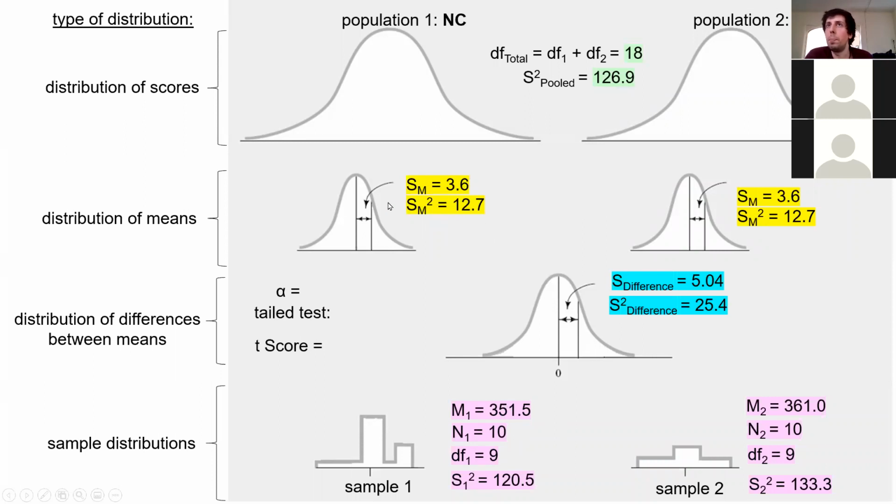But then when you combine the 2 distributions of means to create the distribution of the difference between means, you end up with approximately twice as much variance as each of those 2 individual distributions of means. So 12.7 and 12.7 for each of the individual ones, but when you combine them, they have twice as much variance.